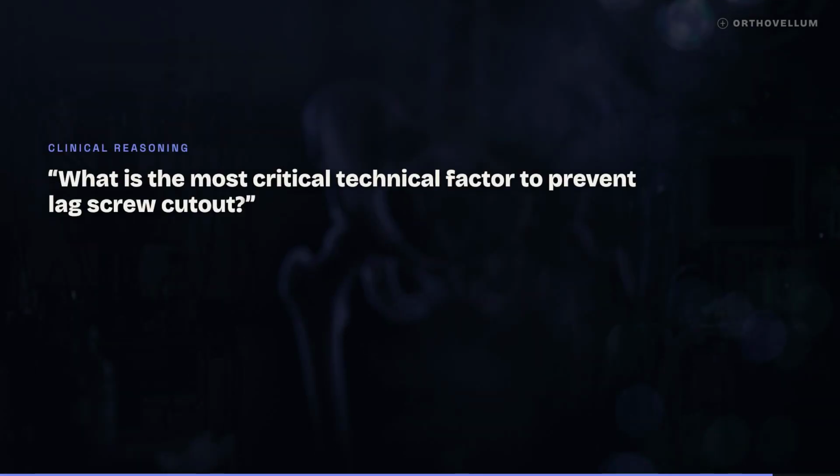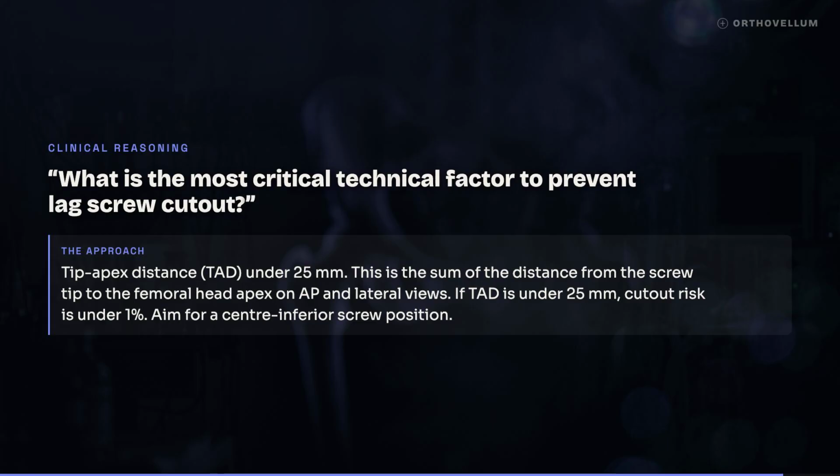If asked about the most critical technical factor to prevent lag screw cutout, your answer must be the tip-apex distance. You must ensure this measurement, taken from both AP and lateral views, remains under 25 millimeters to keep cutout risk below 1%. Achieving a center-inferior screw position is the most reliable way to ensure optimal biomechanics and a successful fixation.